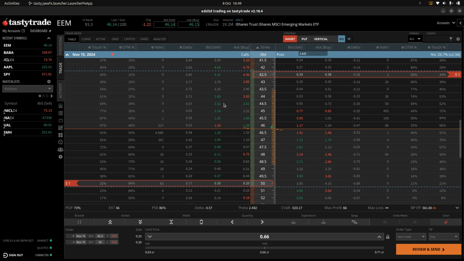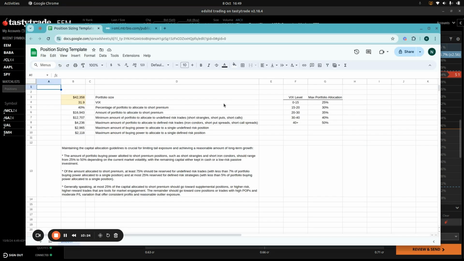There is also one other thing you do need to keep in mind, and that is the size of your positions, because it doesn't matter what you know, it doesn't matter what you do. If the sizing of your positions is wrong, then eventually something bad will happen, basically.